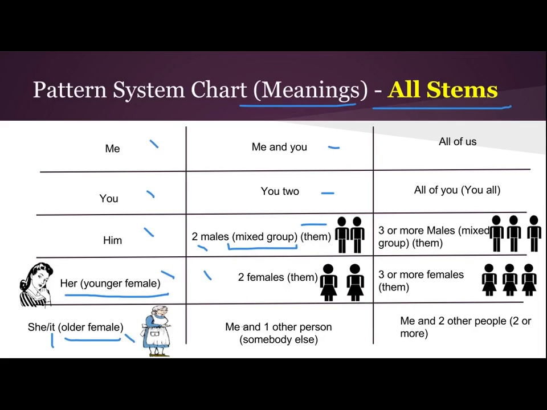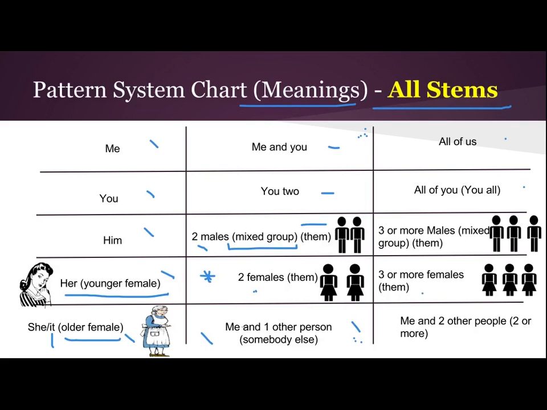The next one is 2 females. It's important to know that 2 females, or anything that has to do with females in Oneida, and this applies to the third column also, is strictly female. So 2 females, and it's strictly females. The last one is me and one other person. We could also say it as me and somebody else. This is different than the top one up here. This is me and you. That's an inclusive statement. Down here, it's me and somebody else. That's an exclusive statement.